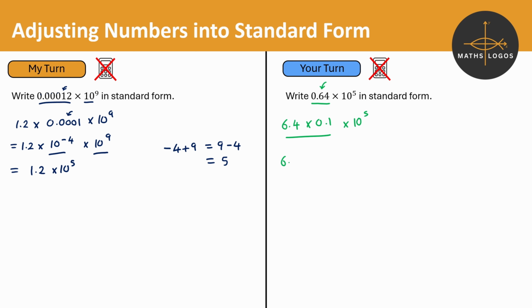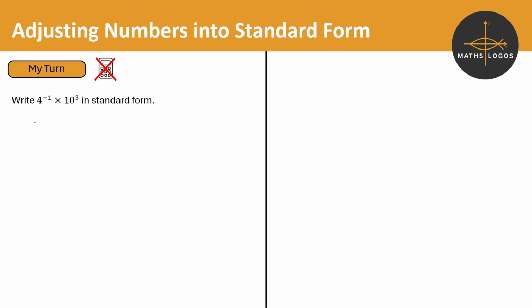0.1 as a power of 10 is equal to 10 to the power of negative 1 multiplied by 10 to the power of 5. Add your indices on the powers of 10, which takes you to 4. My answer is 6.4 multiplied by 10 to the power of 4. Okay, moving into a slightly harder example. Write 4 to the power of negative 1 multiplied by 10 to the power of 3 in standard form.